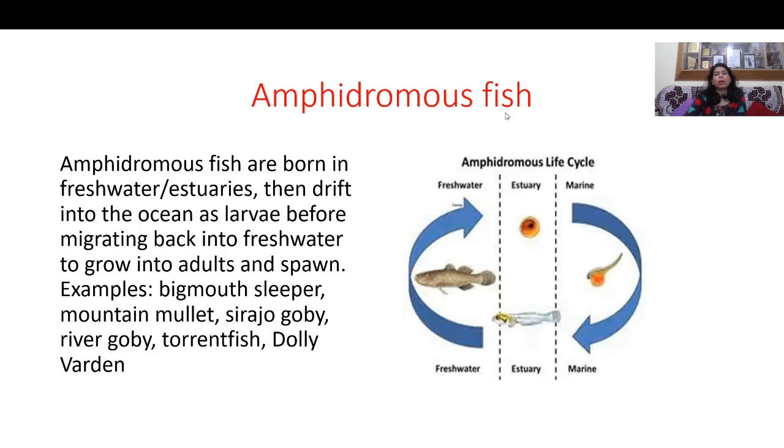Amphidromous type of migration, in which amphi means both. So the fishes can live in both conditions, either in freshwater or in marine water or estuaries. The fishes are normally born in freshwater estuaries and then move into the ocean as larvae before migrating back into the freshwater to grow into adults and spawn. For example, bigmouth, slipper, mountain mullets, sirichthys goby, and others.